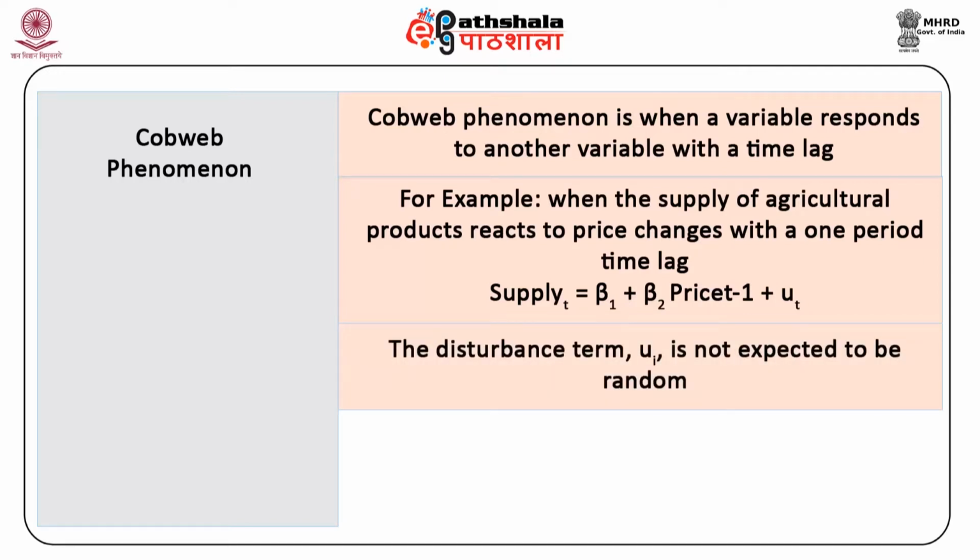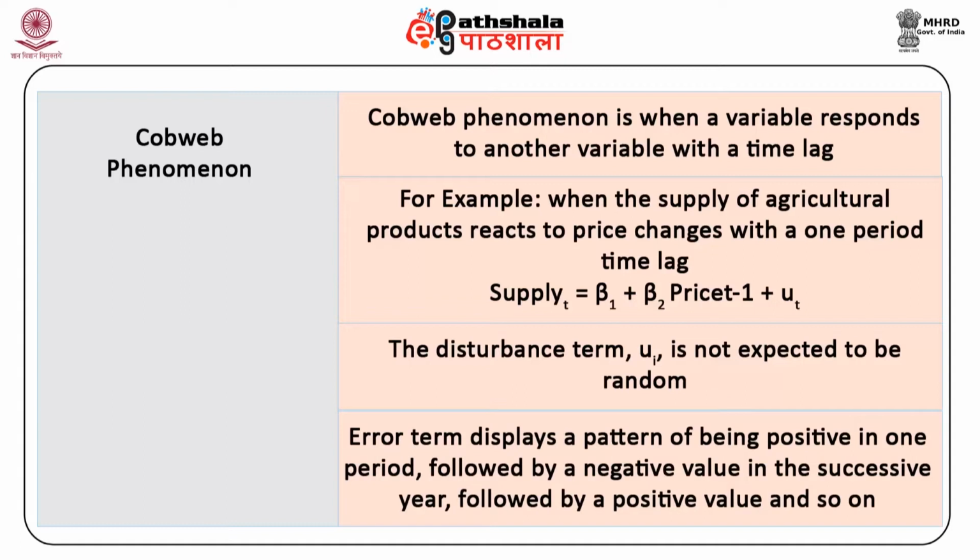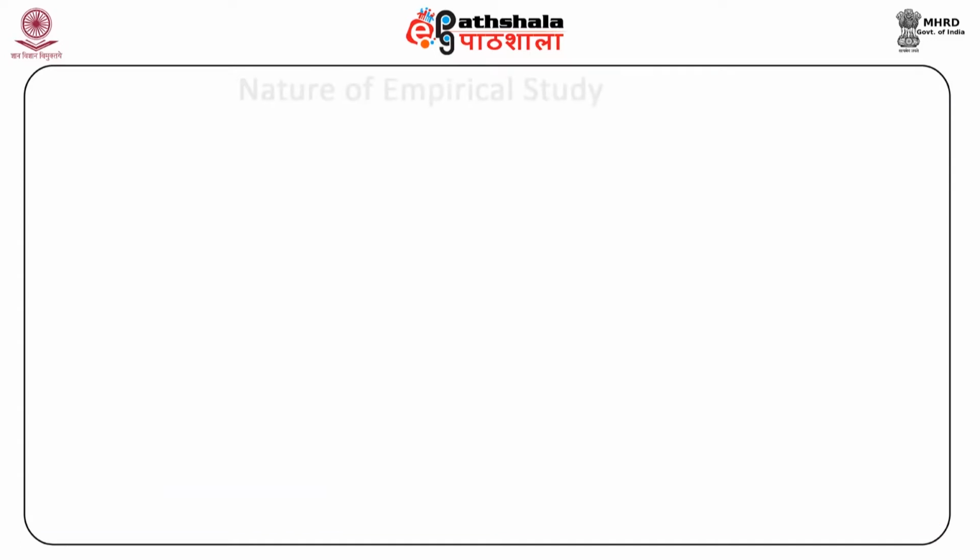Then the disturbance term UT is not expected to be random. In fact, the error term displays a pattern of being positive in one period, followed by a negative value in the successive year, followed by a positive value, and so on. Another cause of correlation is the nature of the empirical study.